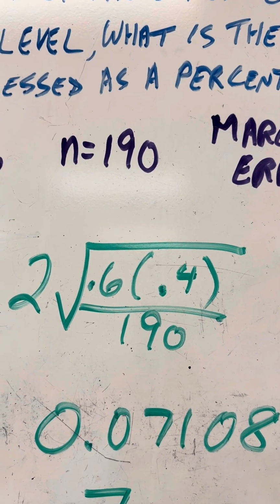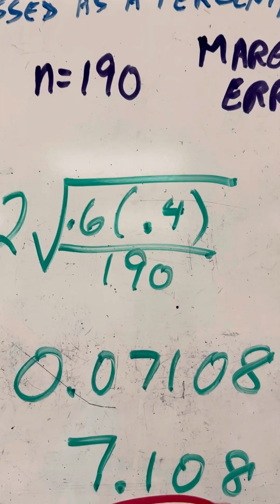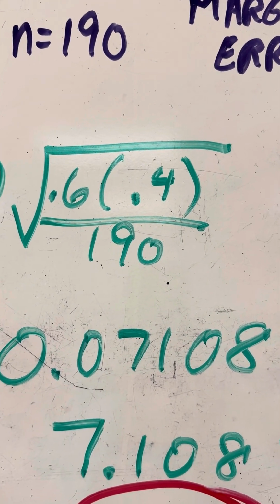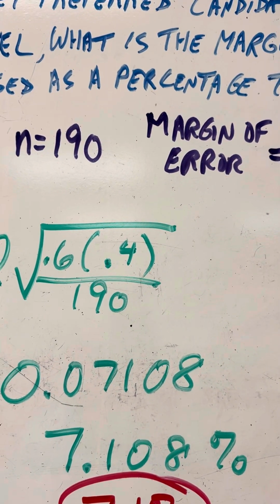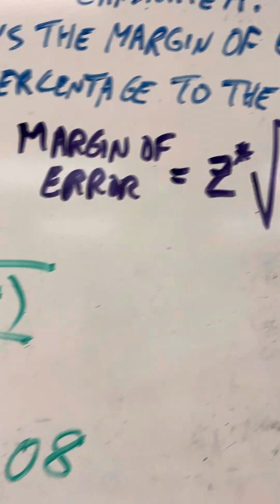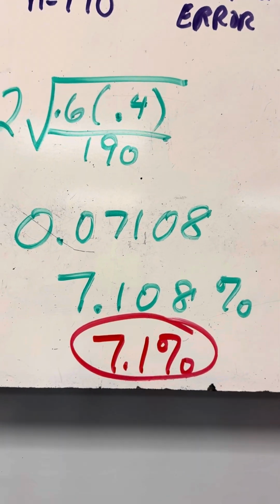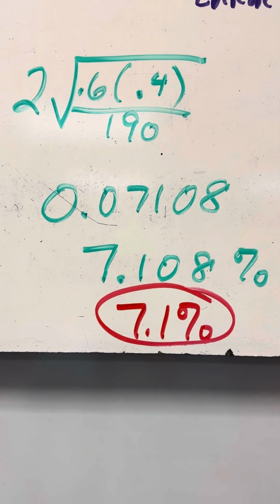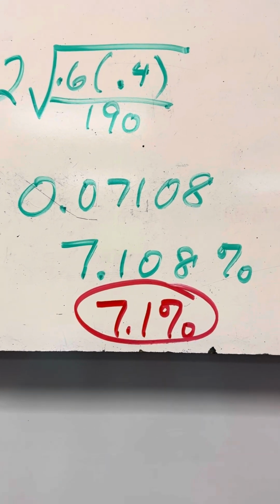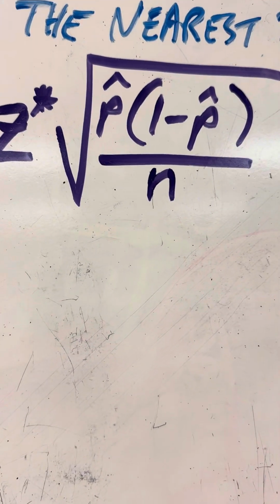0.07108. Now to make that a percent, you have to move the decimal 2 places, or 7.108%, which to the nearest tenth is going to be 7.1%. That's what you do. Every problem today is using this formula.